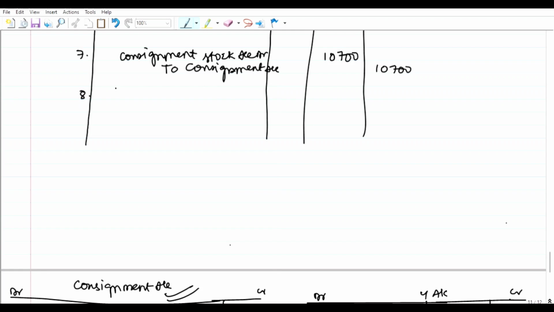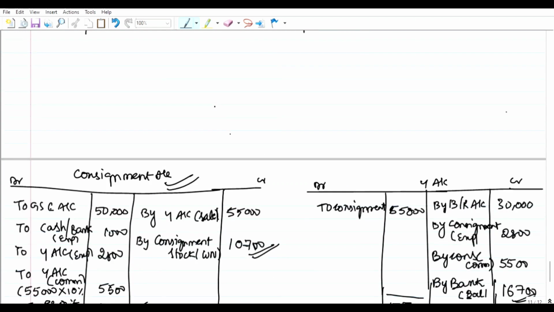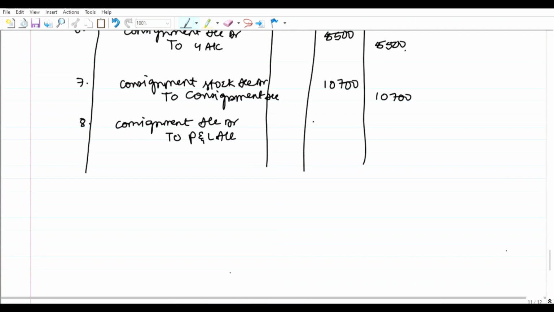Okay, the eighth one. Next one is profit on consignment. Profit on consignment entry: consignment account debit to profit and loss account. How much profit have we got? Let us see here, 6,400.